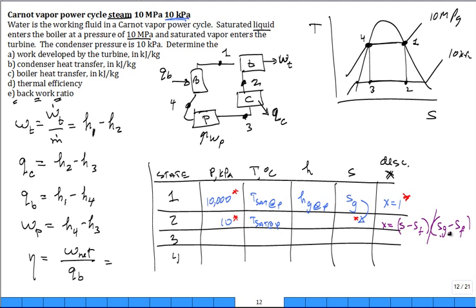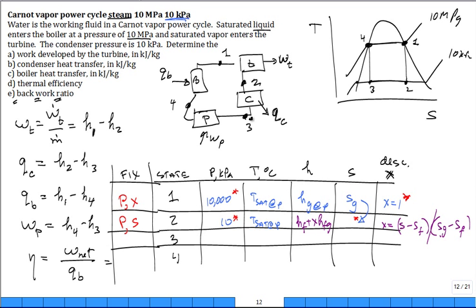And then once I have that quality, I come over here for the H. It's H of F plus quality times H of FG. Do you see how I'm kind of bouncing around the table, filling it out? So sometimes I'll even write a column over here. I'll put "fix." What did I know to allow me to fix the state? And here I'll say it was P and X. What do I know on the second state? P and S. Pressure and entropy fix the state.